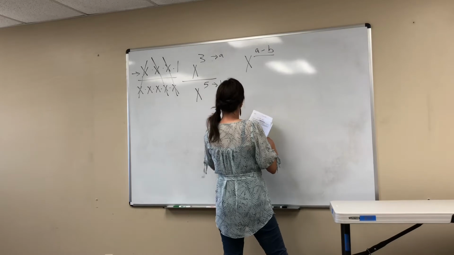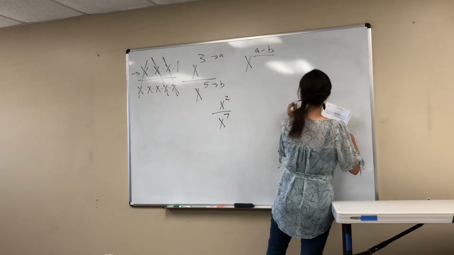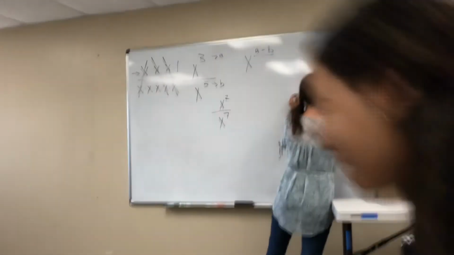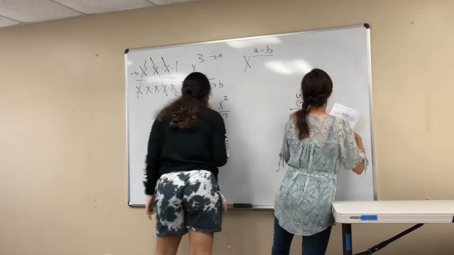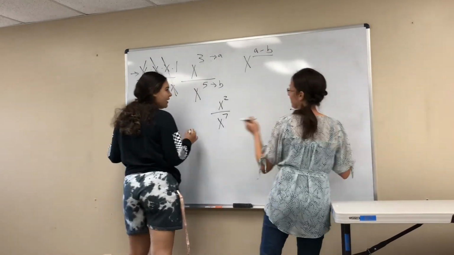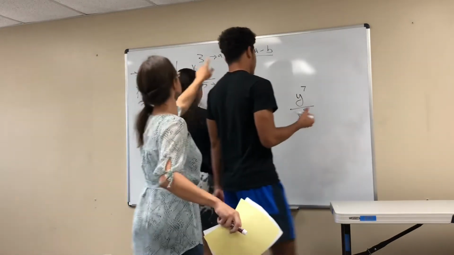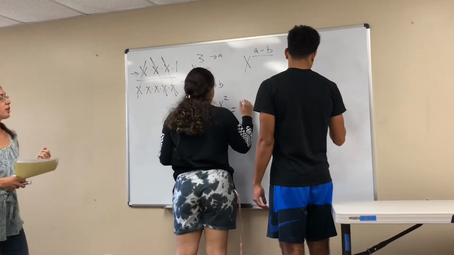X squared over x to the 7. And we're going to do y to the 7 over y to the 9. Do you want me to write it all out? Nope, just do the first step. I want to see this step. Our base with our division rule.